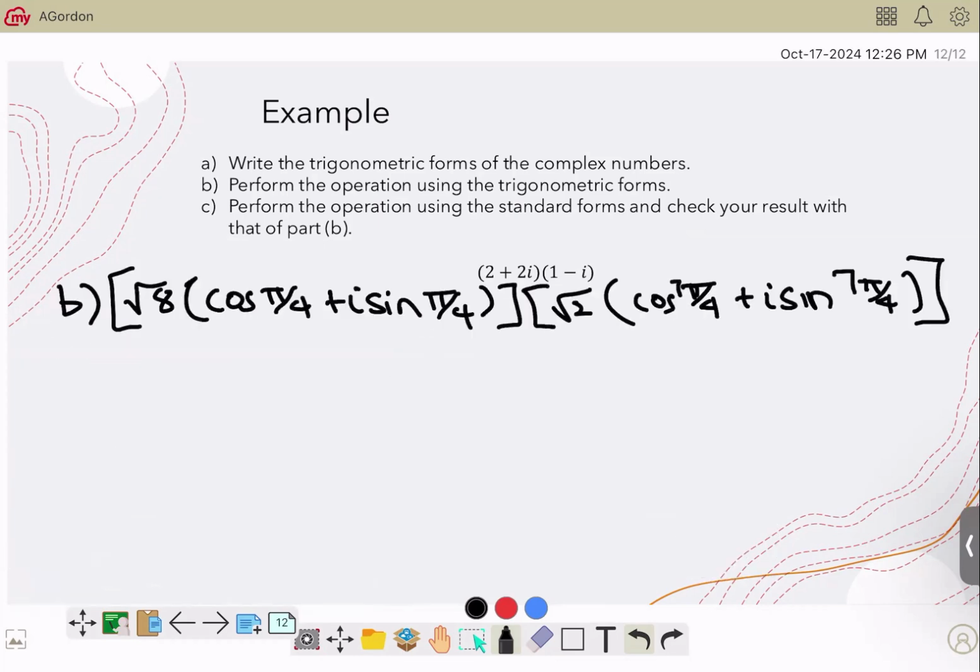All right, so here are my two numbers that I found in part A, and I'm going to multiply them this way. So multiplying in trig form, I'm going to multiply the r's. So the square root of 8 times the square root of 2, which will be the square root of 16, and the square root of 16 is 4. So square root of 8 times the square root of 2 is 4.